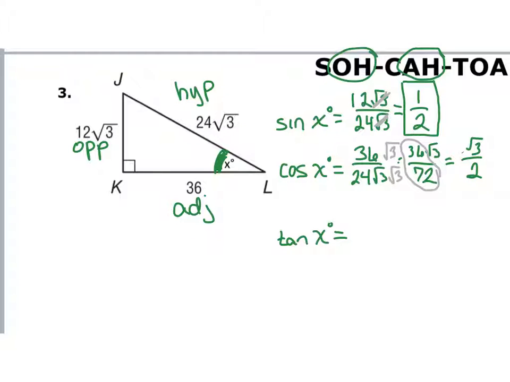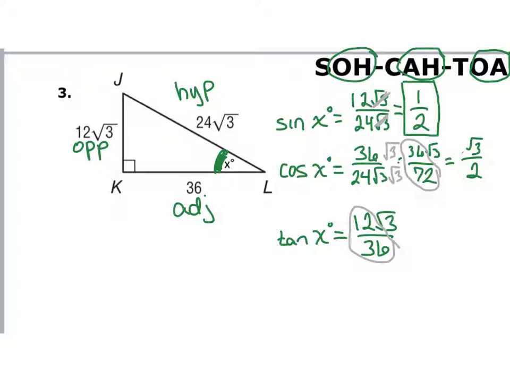All right, tangent of x, TOA, opposite over adjacent. What's my opposite? 12 square roots of 3 over 36. Do I have to rationalize this one? No, because my square root is okay to be on the top. But when I look at my fraction, does that reduce? Yes, to what? 1/3. Can I make that one a decimal? No, because it's a repeating decimal since it never stops.